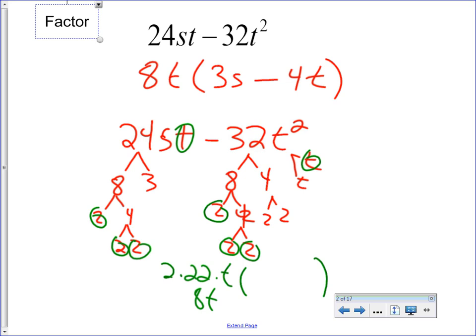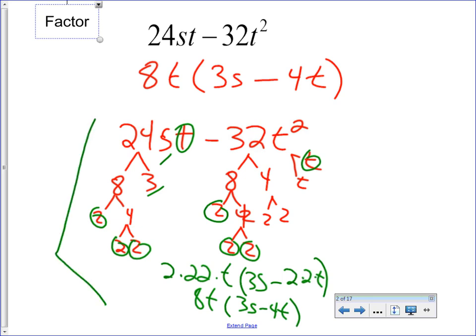And then let's think about what's remaining. Over in the first term, there's a 3 and an s remaining. And in the second term, there is 2 times 2 times t remaining. So that, once again, comes out to 3s minus 4t. Now, I don't expect you to necessarily do it this way on the test. Hopefully we're good enough at this point at pulling out the greatest common factor. We don't have to resort to that.